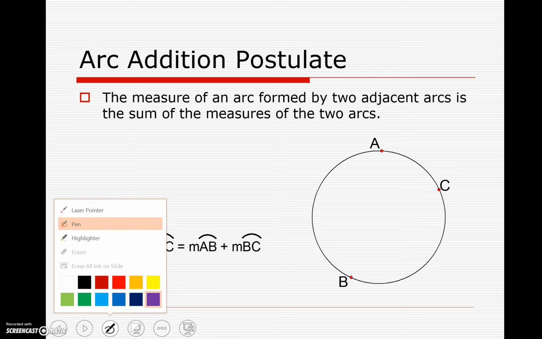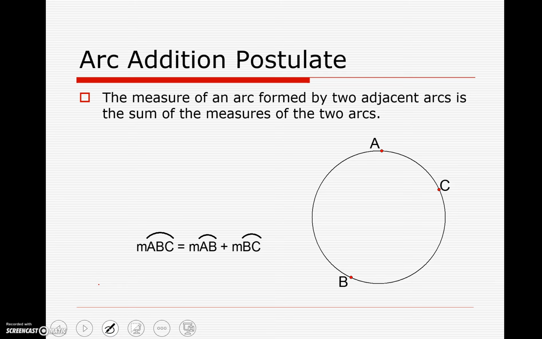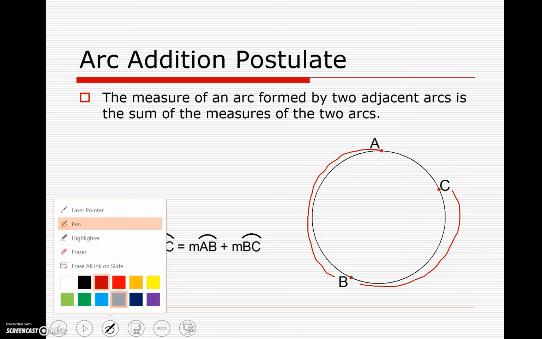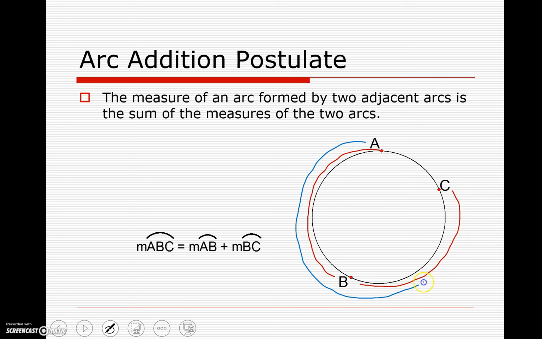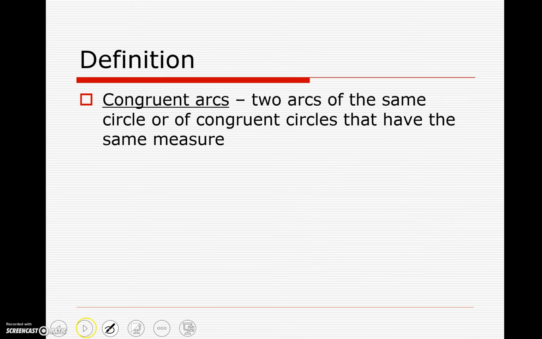So let's kind of highlight that a little bit. So we have the minor arc AB, which is this portion right here. We can add to it that piece BC, which is this piece right here, and that's going to total the whole entire thing ABC because they're right next to each other.